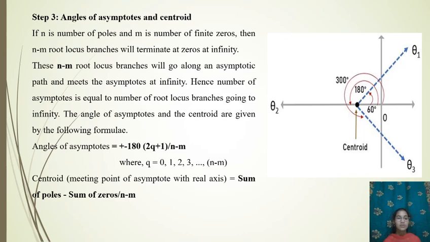The angle of asymptote and the centroid are given by the following formulae. Angles of asymptote equals plus or minus 180 into (2q plus 1) divided by (n minus m), where n equals number of poles and m equals number of zeros, where q equals 0, 1, 2, 3 up to n minus m. Centroid, the meeting point of asymptote with real axis, equals sum of poles minus sum of zeros divided by number of poles minus number of zeros.